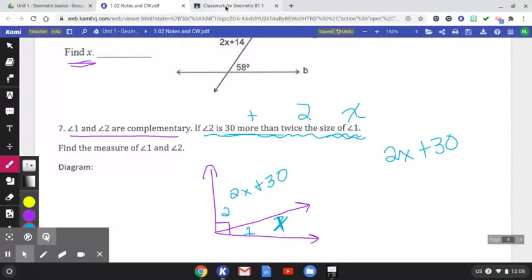Otherwise, once you're done, again, please upload to a Google Doc a picture of your classwork. I don't necessarily need to see the notes done out. It's up to you if you want to include that. But again, a picture of your classwork answers would be appreciated.